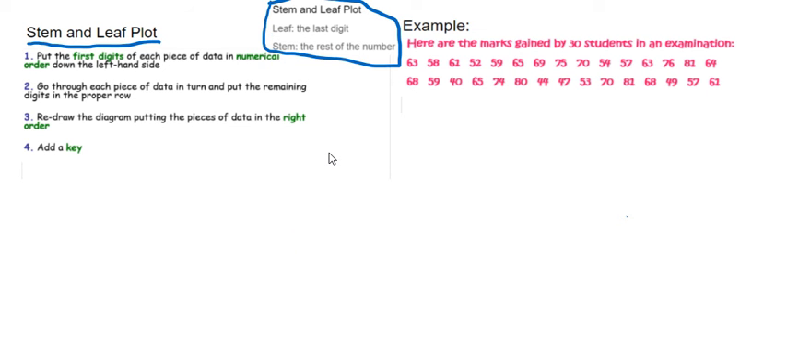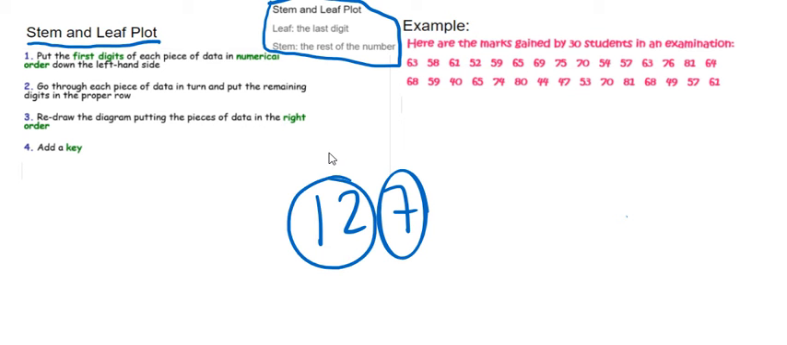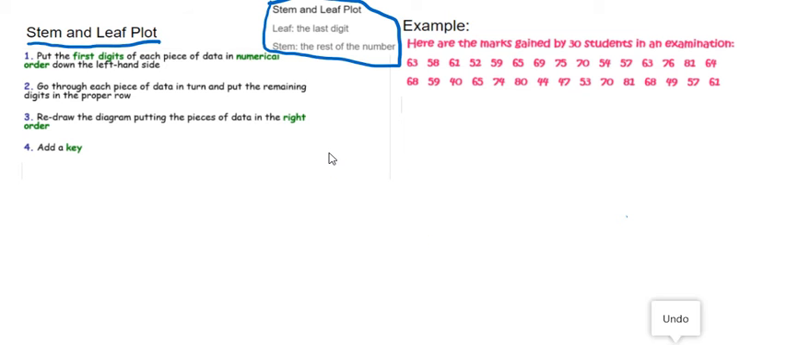That might seem kind of obvious, but if we had a number like 127, then because this is a 3-digit number, the leaf would just be the last digit again, but the stem this time would actually be 1 and 2. It would be 12 basically. That's the first thing you need to remember anyway.